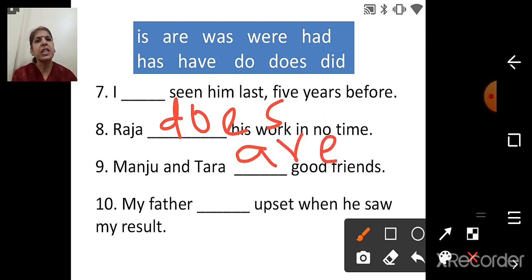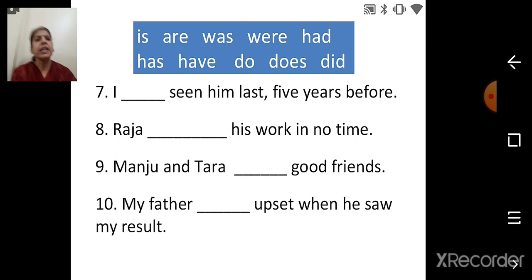So a help box is given. From the help box we have to choose are. Next: My father was upset when he saw my result. So the answer is was. My father was upset when he saw my result.